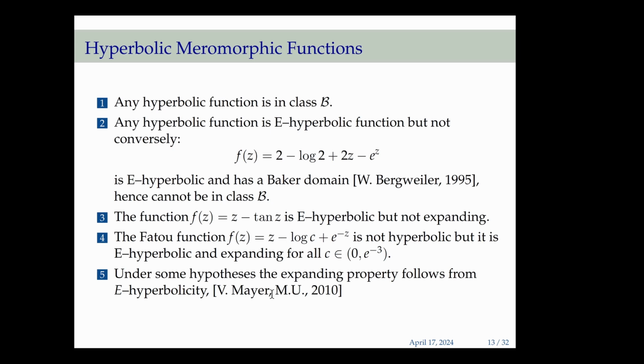One of the examples of Fatou functions, f of z equals z minus logarithm of c plus e to the minus z, is not hyperbolic, but it is E-hyperbolic and expanding for all c between 0 and e to the power minus 3. So then under some hypotheses, not so easy, the expanding property follows from E-hyperbolicity. So for meromorphic functions, this is really different. All these properties somehow split.